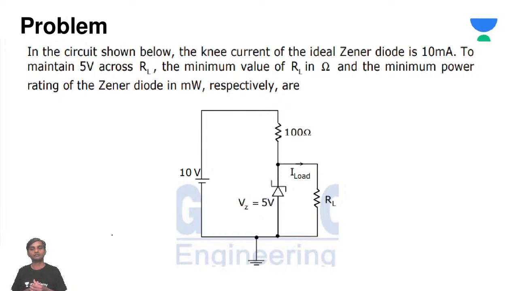Now, in the circuit shown below, the knee current of the ideal Zener diode is 10 milliamps. To maintain 5 volts across the load resistance RL, the minimum value of RL in ohms and the minimum power rating of the Zener diode in milliwatts respectively are.